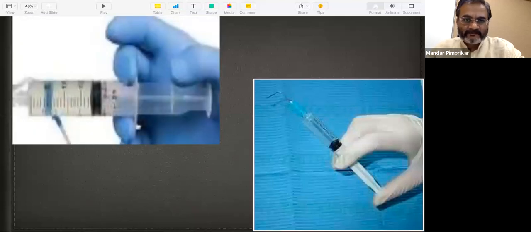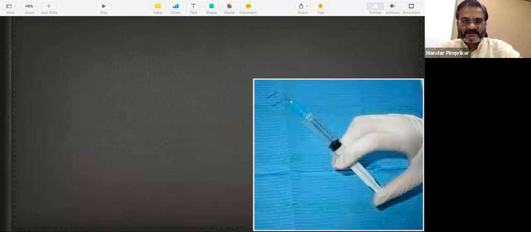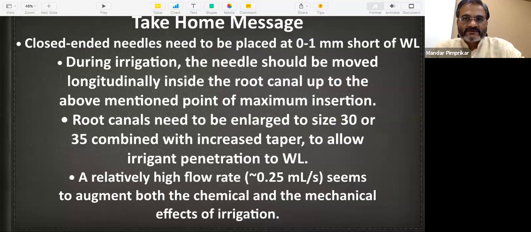And it's a palm grip which is preferred. Don't use the thumb grip, because you tend to apply a lot of pressure, and that can cause hypochlorite accidents in your practices. So what are the take home messages when it comes to irrigation?